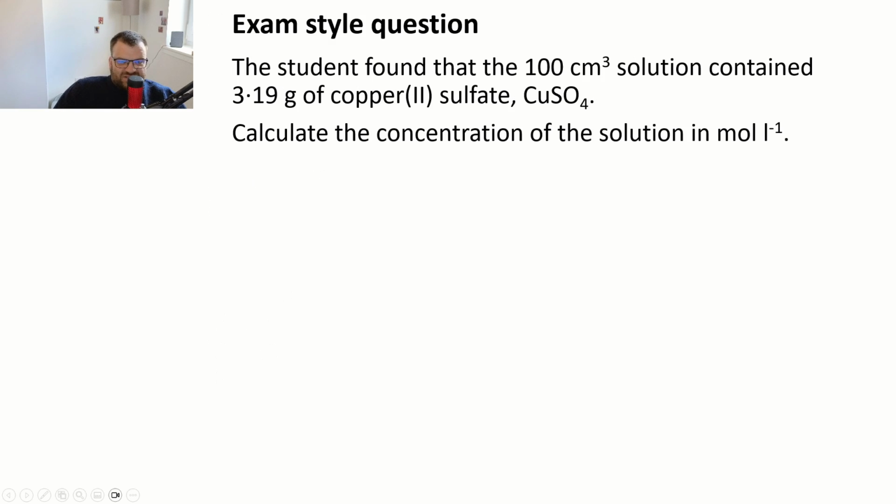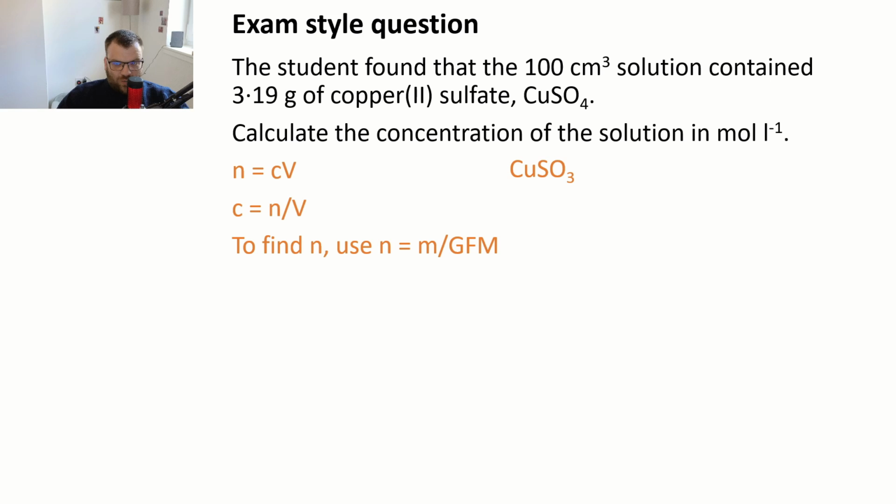Here's an example that also takes into account the n equals m over GFM calculation from a previous topic. At this point, we're asked to calculate the concentration of the solution in moles per litre. To get concentration, we want to use n equals c v, so c equals n over v. Looking through, do we have a number of moles? We don't. To get the number of moles, in this question we need to use n equals m over GFM, because we are told the mass of the substance we're using. We need to work out the GFM of copper sulfate. They give us the formula, CuSO4.